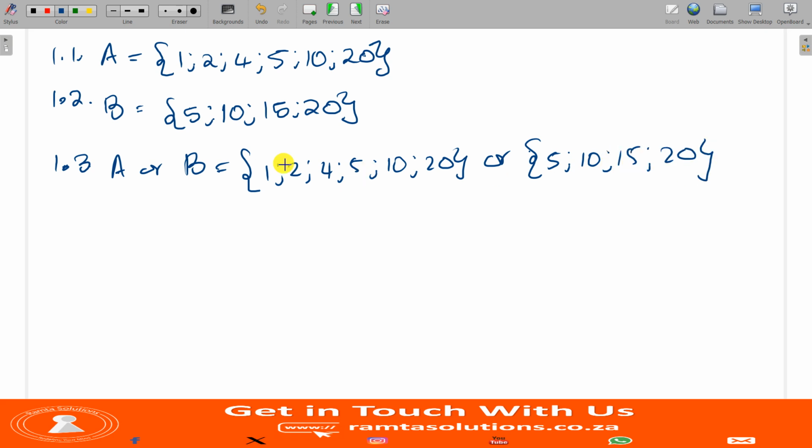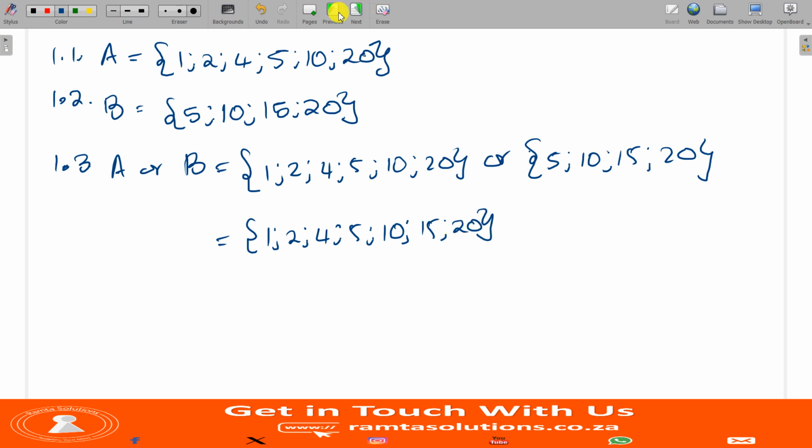Now, remember the definition. When you say or, it will include at least one of the two elements. So that means it must take all elements that are in both events. So in other words, A or B will be 1, 2, 4, 5, 10, 15, and 20.